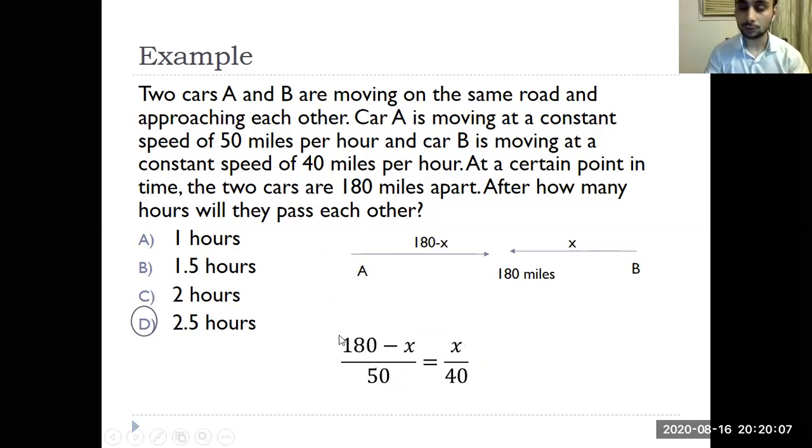Now this calculation you guys can do on your own. I hope you understood the concept. Distance divided by speed is equal to distance divided by speed. Time for A is equal to time for B. Why? Because we are talking about the time when the two cross each other, and that time will be the same.